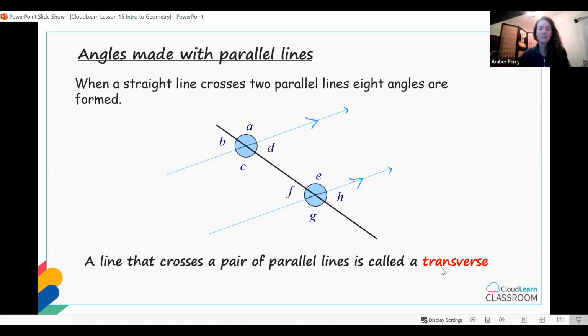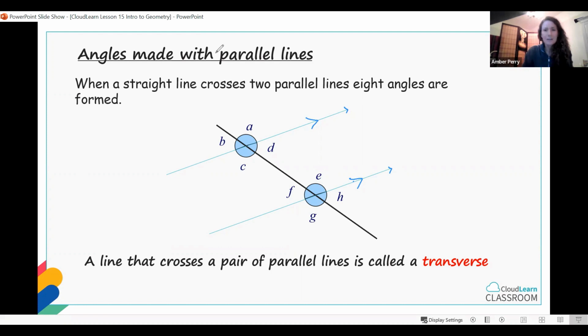And just another bit of vocab for you, a line that crosses a pair of parallel lines is called a transversal. Nice thing to know, you might see it in the exam, but you're not generally asked to remember and repeat that word. But vertically opposite, you might have to actually remember that and write that down. Okay, so it's a word for learning. Now, we've got 8 angles that are formed, but actually only 2 different angles.